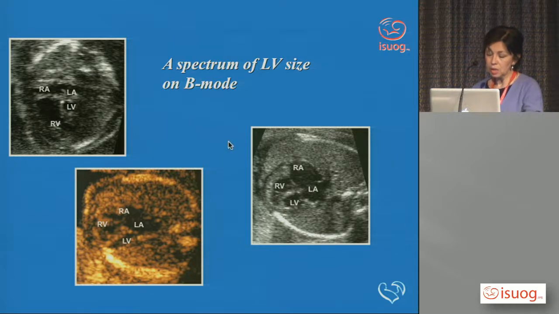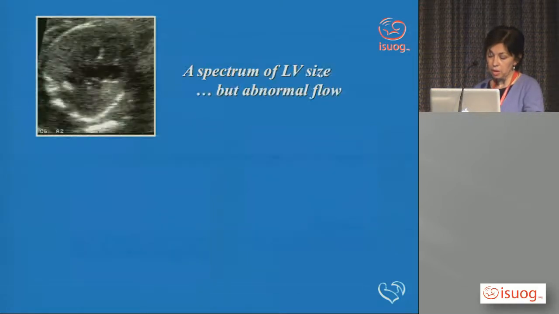So the size of the left ventricle can vary on B mode, but all of those cases will have abnormal flow, and that probably highlights why introducing color may help diagnosing the subtle cases of hypoplastic left heart syndrome that could still be missed in mid-gestation.